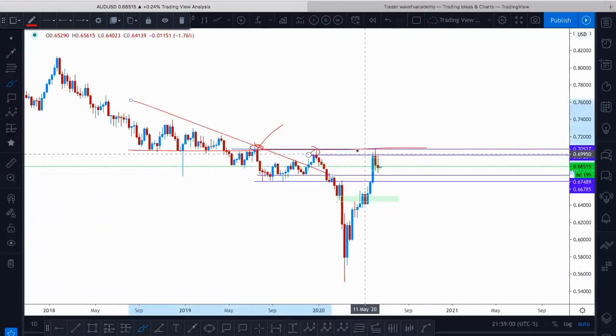So now that we are also seeing that rejection out of the downtrend anchor, what I would be looking at is to see how the market reacts as it gets to this support level right in here.